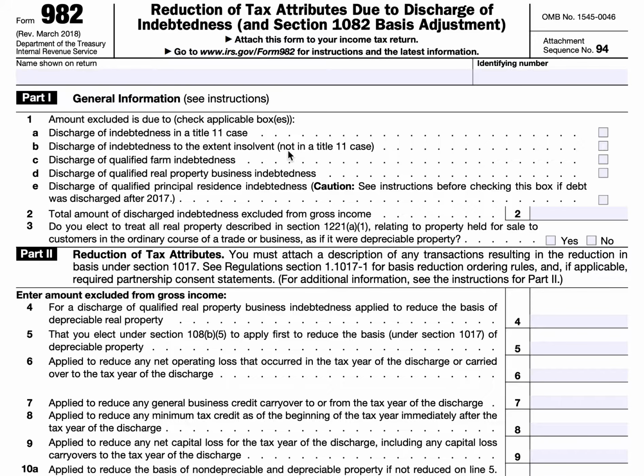The discharge has to be made by a qualified person who is an individual or an organization regularly and actively engaged in the business of lending money. This qualified person cannot be a relative, cannot be a person from whom you acquired the property, and it cannot be a person who receives compensation with respect to your investment in the property. A qualified person may be a federal, state, or local government or agency.